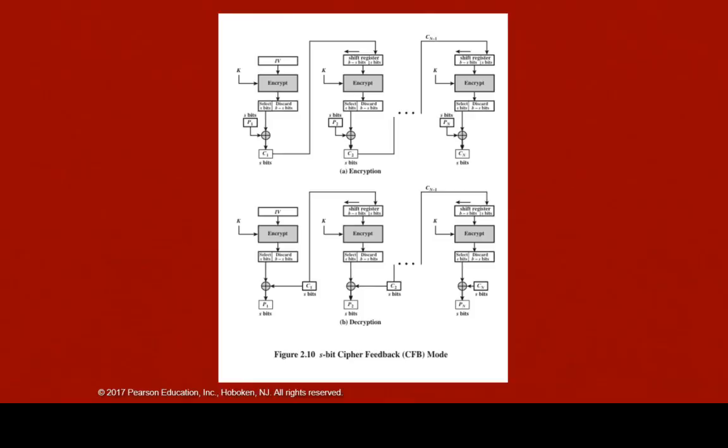In the figure, a CFB scheme is depicted. It is assumed that the unit of transmission is S bits. A common value is S equal to 8. As with CBC, the units of plaintext are chained together, so that the ciphertext of any plaintext unit is a function of all the preceding plaintext.